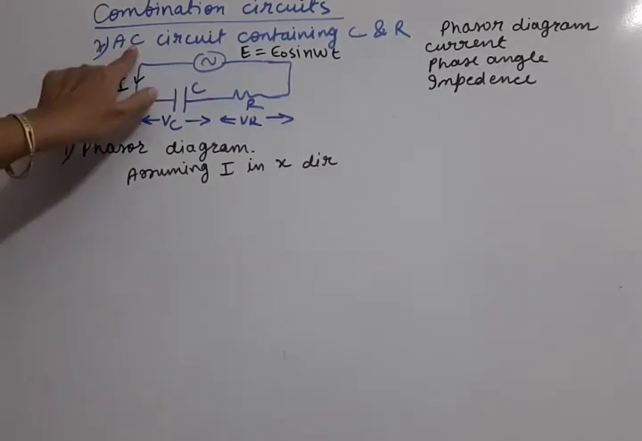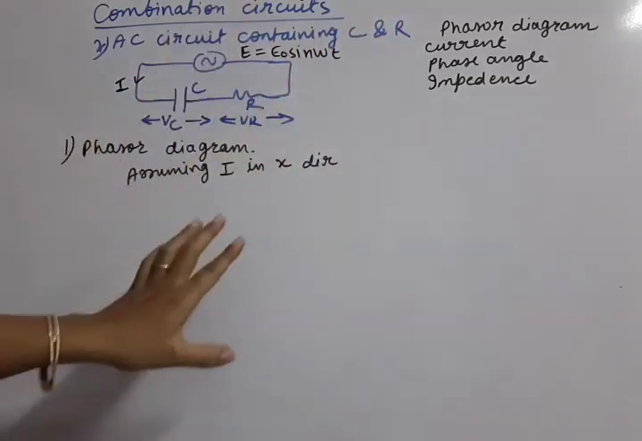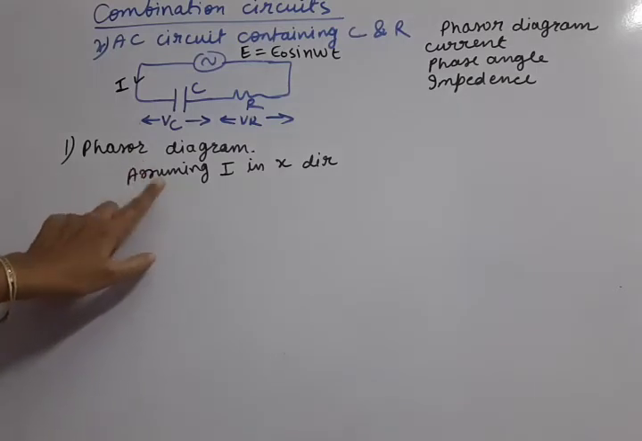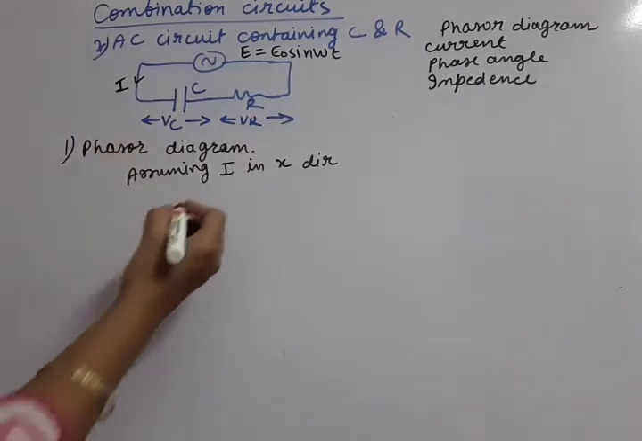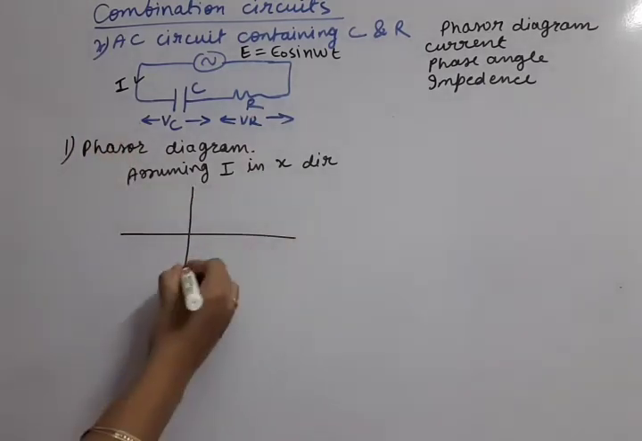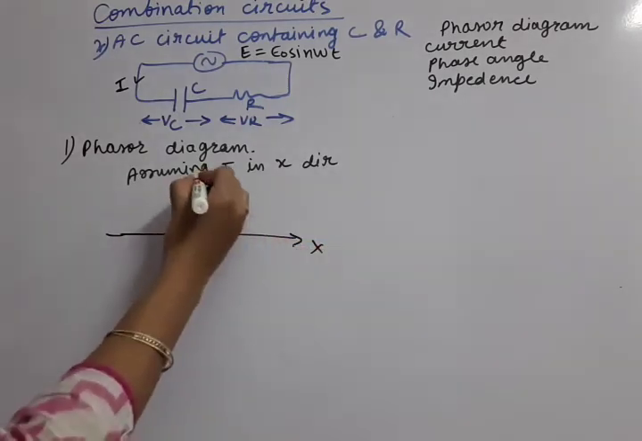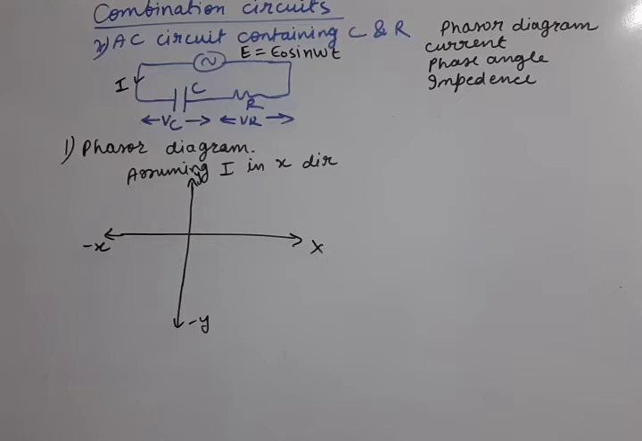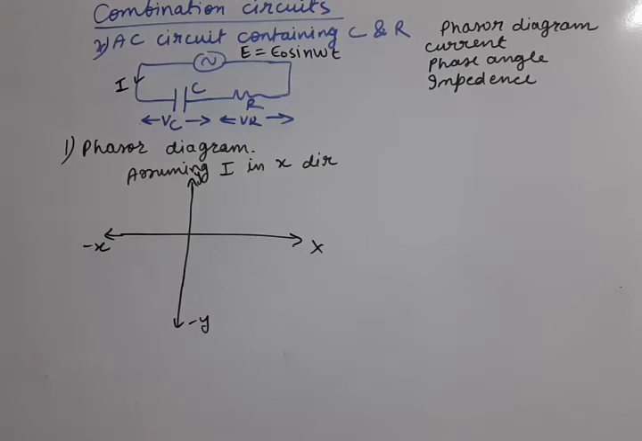Let us now proceed to the AC circuit containing C and R. The procedure to solve this circuit is exactly similar. Firstly, we will draw the phasor diagram by assuming current in the x direction. Now we have to draw the quadrants. This is the x direction, this is the y direction, this is minus y, this is minus x. First of all, the total current of the circuit is flowing in the x direction, so show current in the x direction.